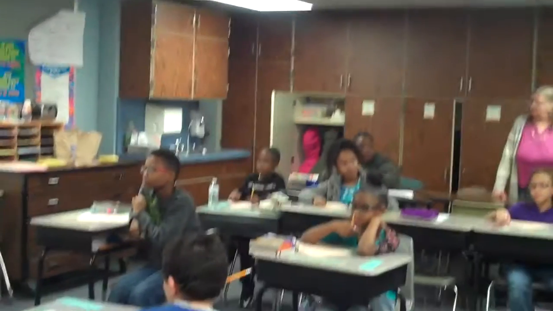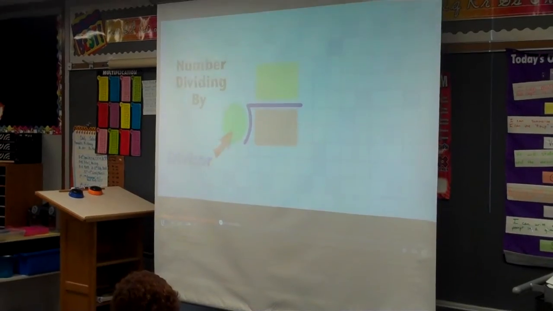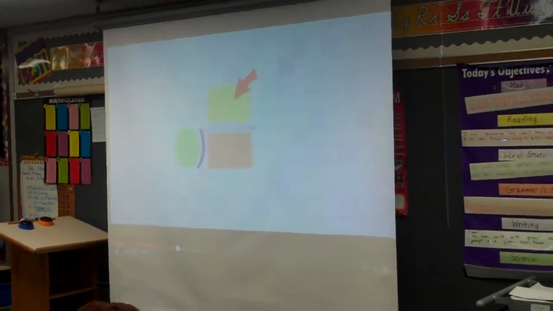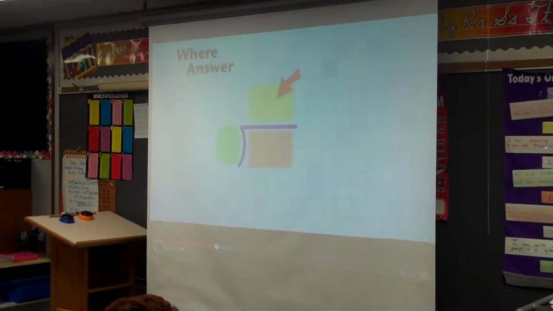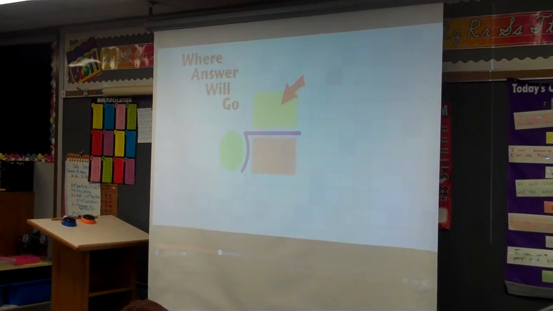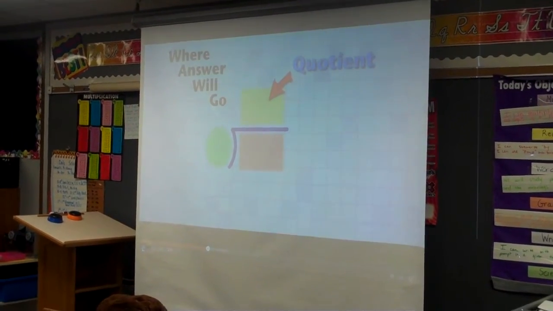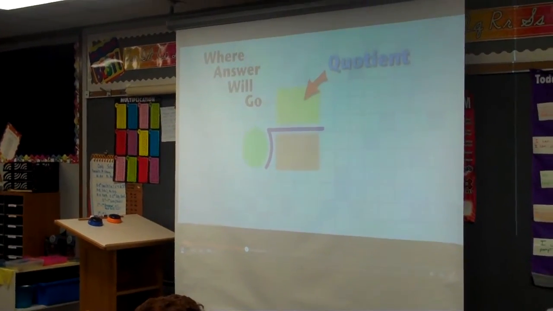Thomas, think you know? It's the answer. The third area is up above the horizontal line. This is where our answer will go once we figure it out. The answer to a division problem is called the quotient. Thomas, you're right. It's the answer.